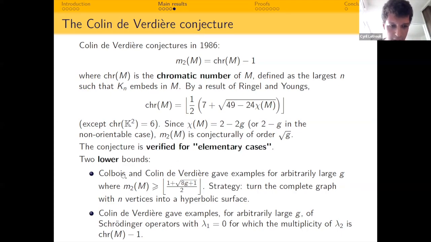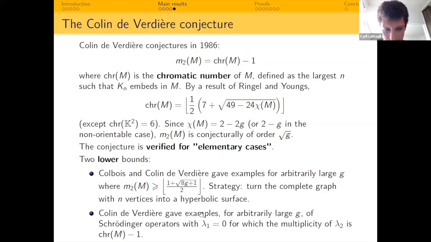So two lower bounds. First, Lopez and Colin de Verdière give examples for arbitrarily large V, where M2 is greater or equal to some expression which has the order of root V. And the strategy is again to turn a graph into hyperbolic surfaces. Here they take the complete graph, for which you know that the first non-trivial eigenvalue has multiplicity n-1. The genus is roughly something like n squared, when you have the complete graph, you have like n squared poles. And so you see that the multiplicity is roughly root of the genus.